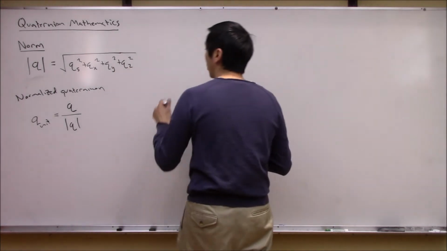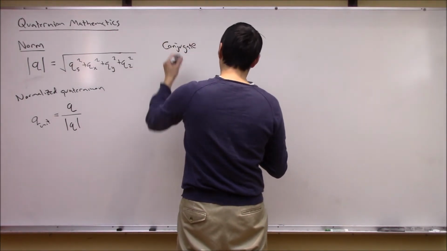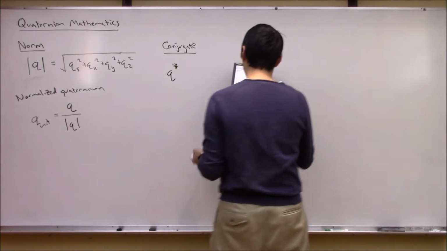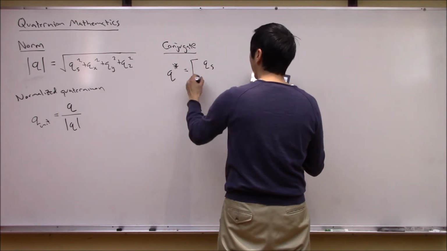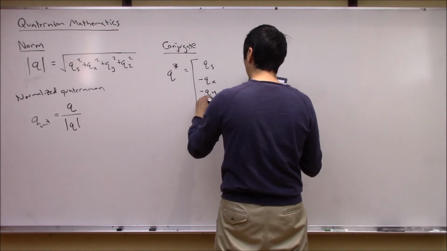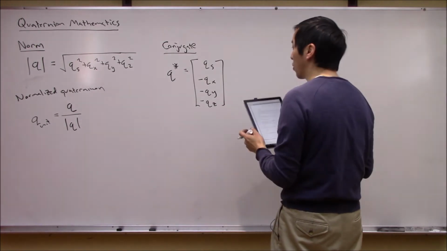Okay, how about another operation? How about a conjugate? Okay, so a conjugate operation on a quaternion, let's denote that as q star. It's basically you keep the scalar part the same, and all you do is negate the vector part. So qs, negative qx, negative qy, negative qz. Okay, so that's how you would go ahead and do a conjugate of a quaternion.